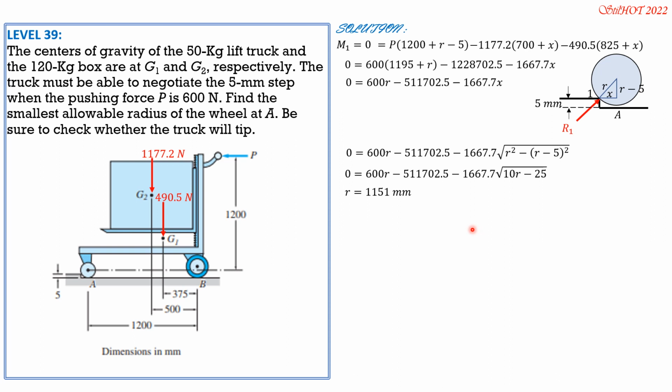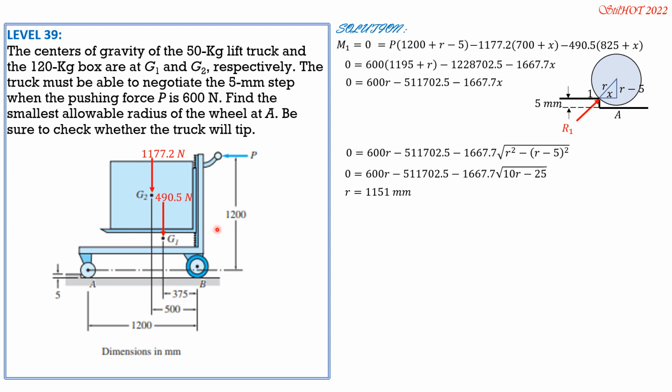So which is very big. So that should not be the answer. So tipping cannot occur. It will just negotiate by rolling up this 5 mm step. So for the second solution, let's compute for the magnitude of R1.